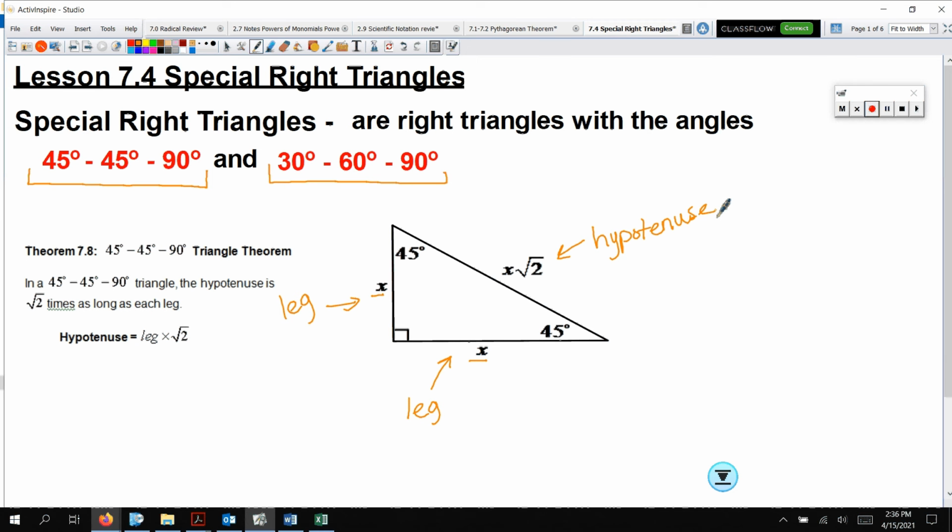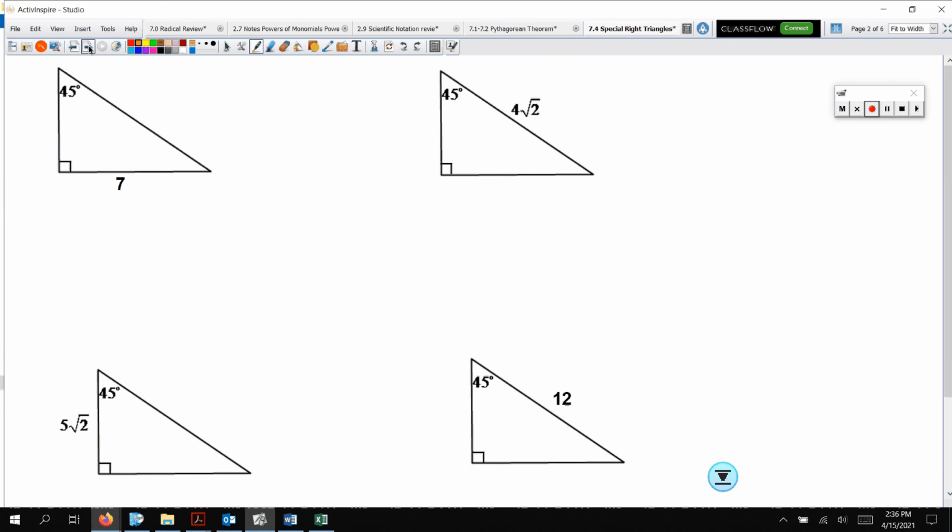So if you know the measure of the legs, you simply multiply to find the hypotenuse. You multiply by root 2, or radical 2. Take the leg times radical 2. And if you're given the hypotenuse, to find the leg, we divide by root 2. So for 45, 45, there's really one thing to remember: the hypotenuse equals the leg times root 2. Let's look at some examples.